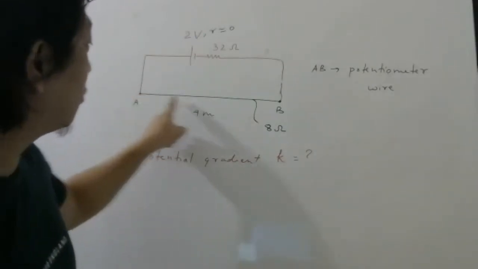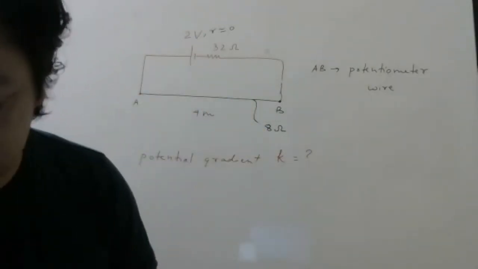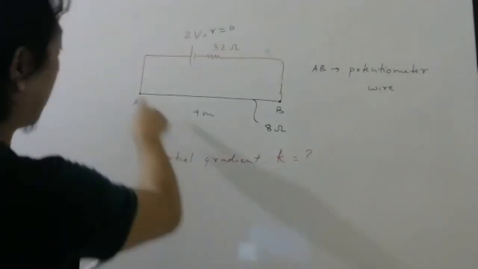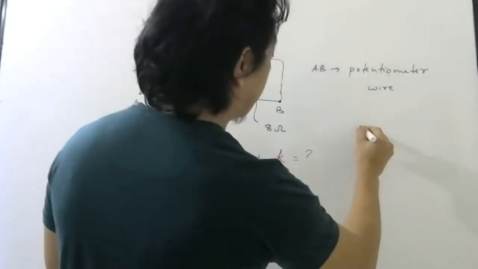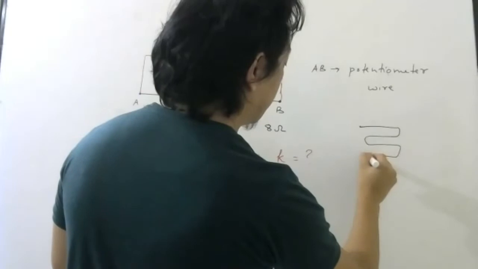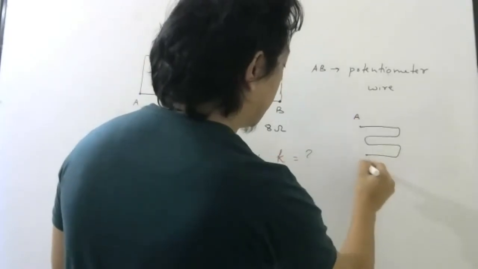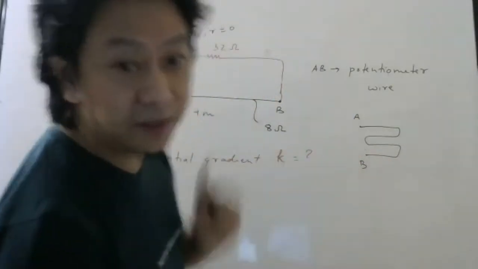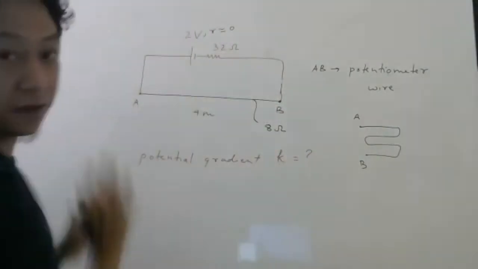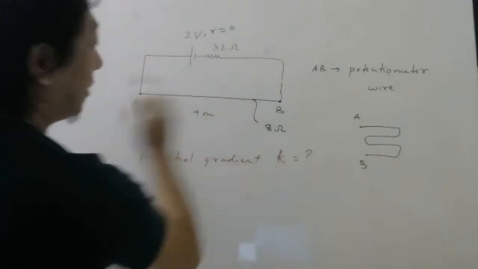So this is a potentiometer wire. I told you last time that usually this wire is kept like this. This A and B will be kept like this, but I can always stretch it in a single wire and show you like this. So this is your potentiometer wire.